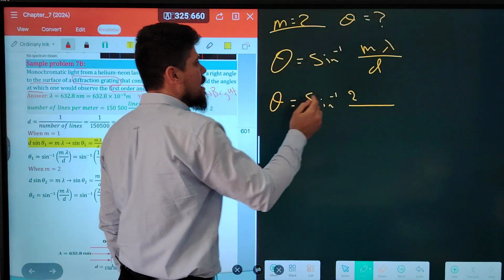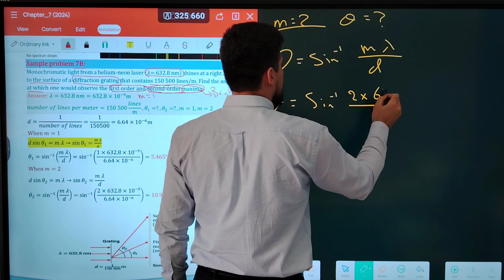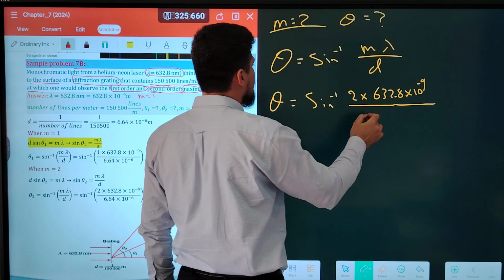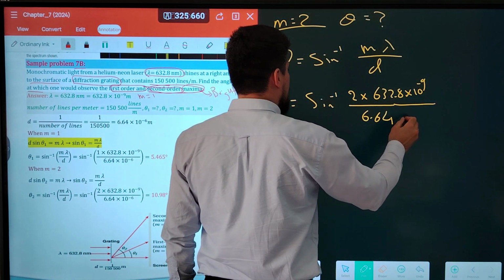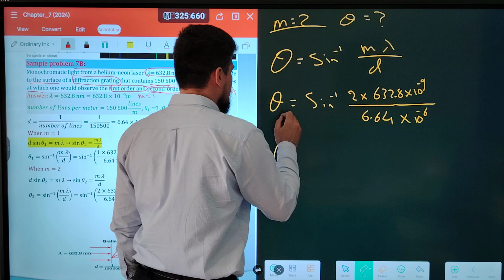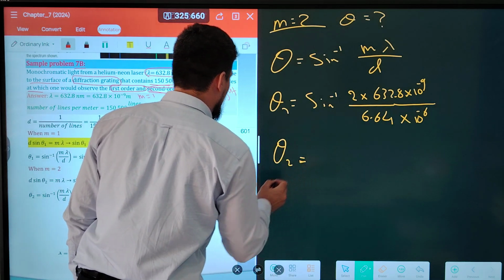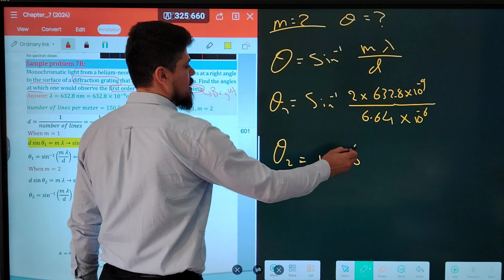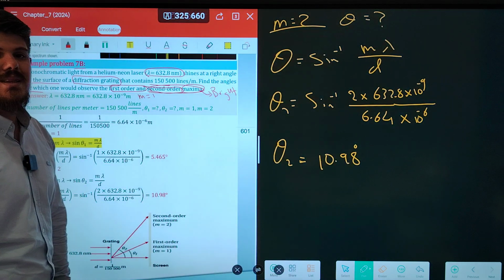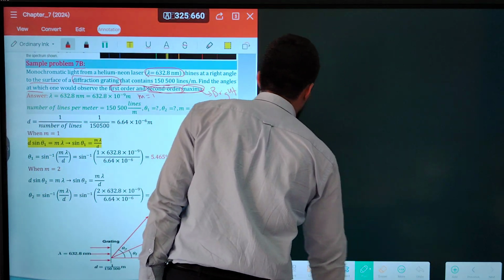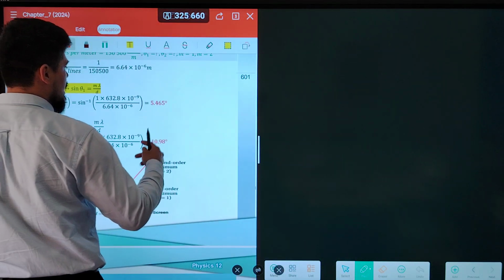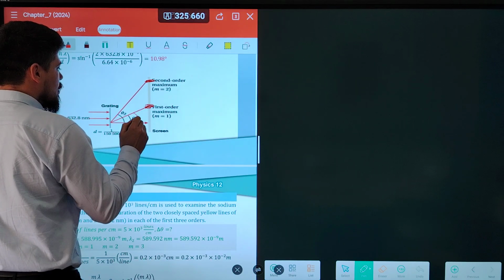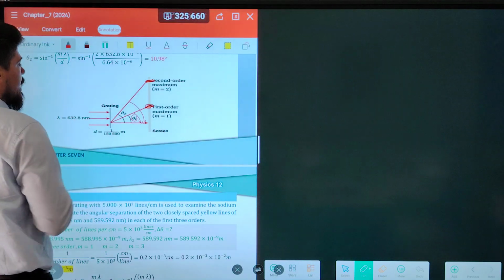Lambda is still the same, 632.8 times 10 to the power negative 9. It means lambda is constant. Distance also is constant, 10 to the power negative 6. Theta for the second order is equal to 10.98. In this way you can determine the angle of diffraction for each of first order and second order. Very good question and very easy question. Look, this is first order and this is second order. Which one has more angle? Absolutely, the second one has more angle.